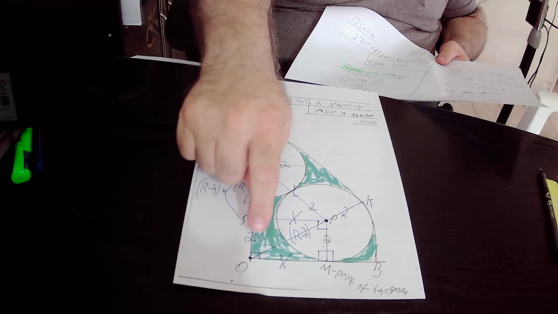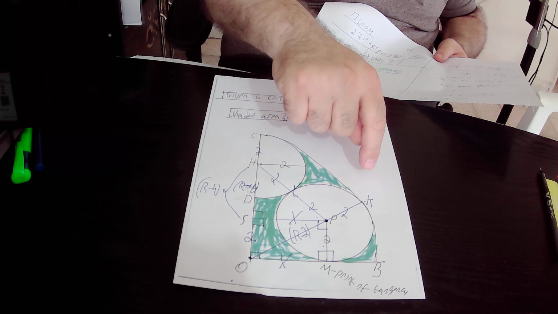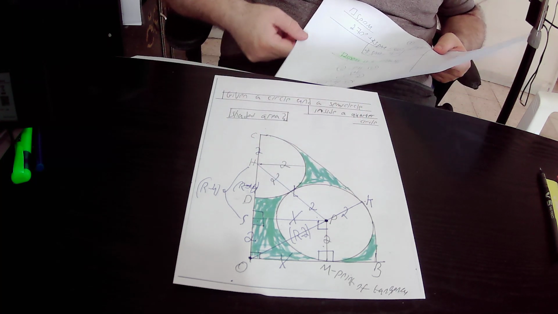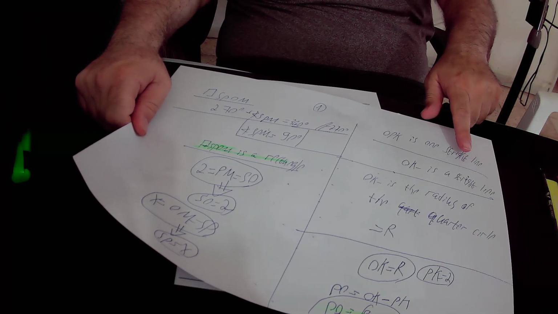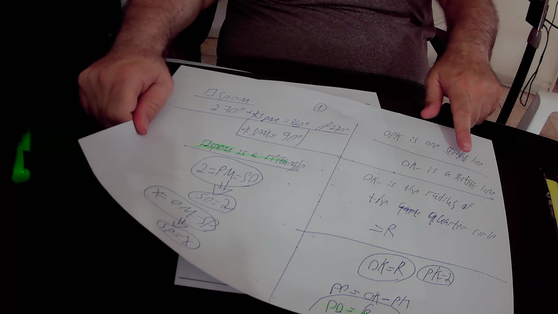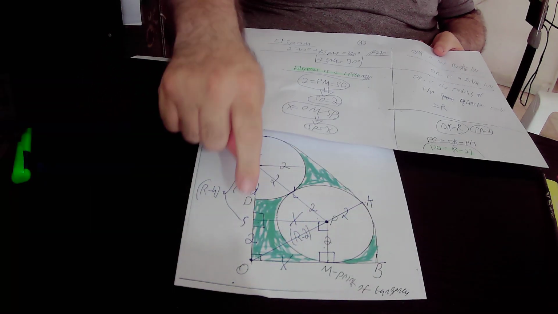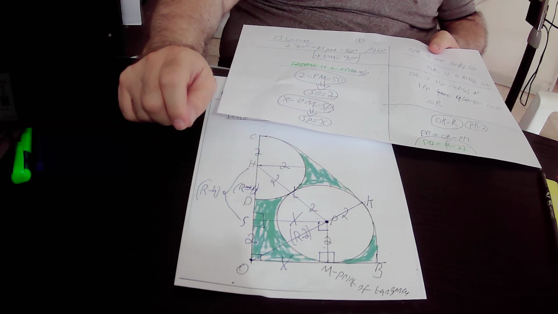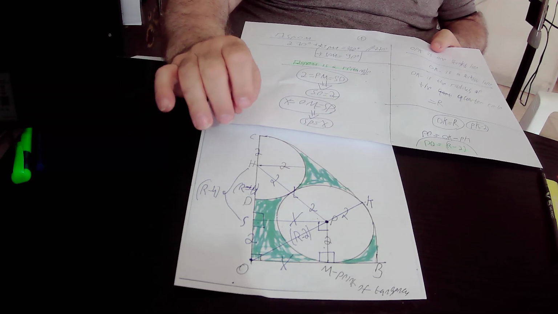Point O is the center of the quarter circle. Point K is a point on the quarter circle itself. That is to say, OK is the radius of the quarter circle. So we define the radius of the quarter circle as capital R. Therefore, OK will be equal to capital R, according to our definition. It is the radius of the quarter circle.